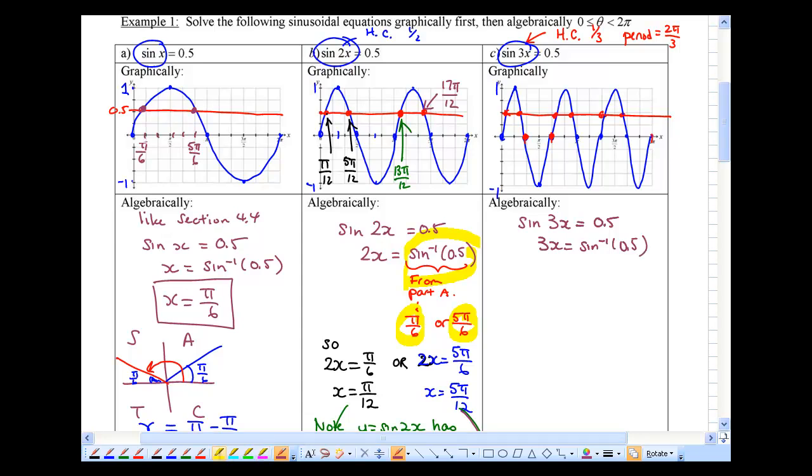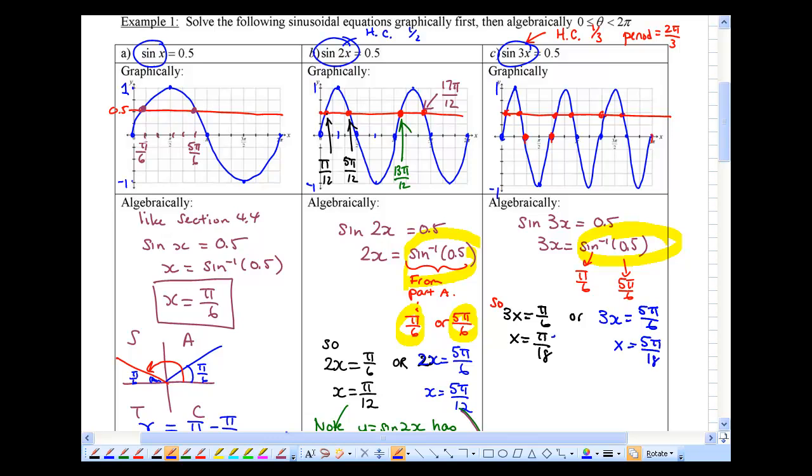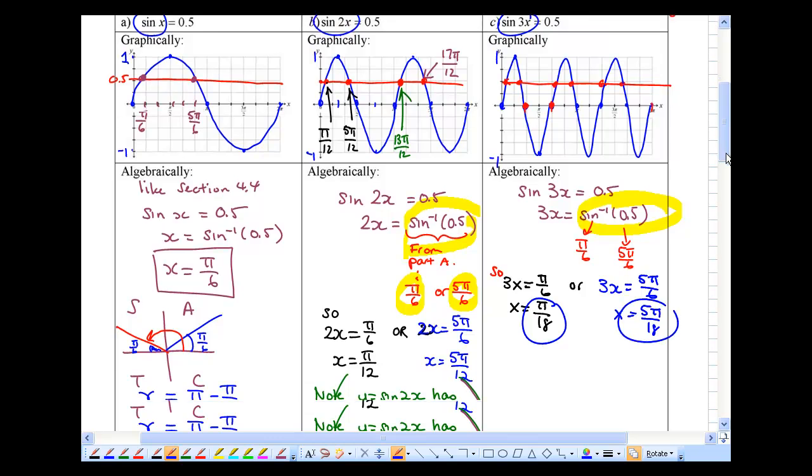And remember, once again, from part A, we found this equals pi over 6 or 5 pi over 6. So what I'm doing now is making 3x equal to pi over 6, or 3x equals 5 pi over 6. Solve for x in both cases, just like we did in part B. Pi over 18. 5 pi over 18. Done. Our first answers, but what about the rest?